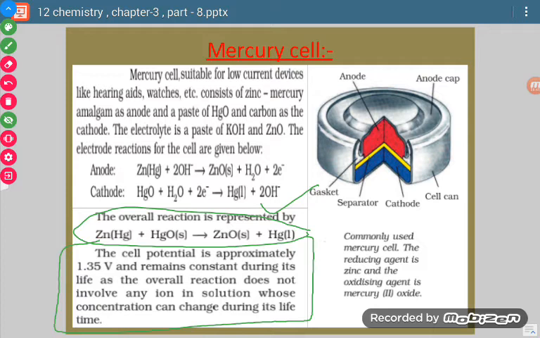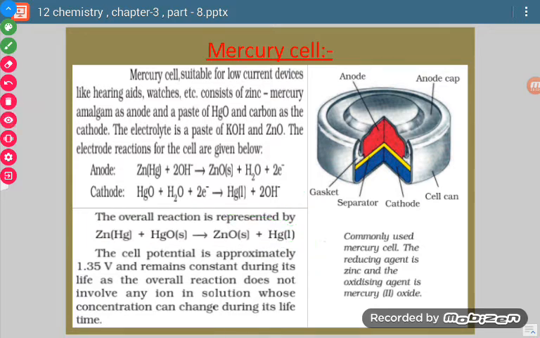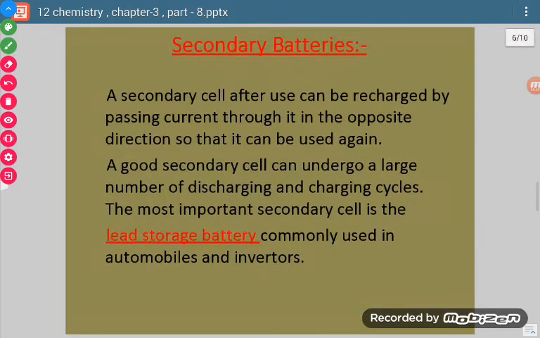So what is the reason for that? The reason is that concentration of ions decreases with the passage of time. Now let us come to secondary batteries. Secondary batteries are those batteries which can be recharged.